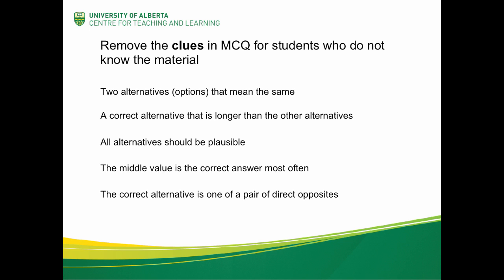And the correct alternative, students that have no idea what the answer is, they are often going to guess as a pair of direct opposites. So try to avoid sometimes making the correct alternative a pair of direct opposites. It may not be avoidable all the time, but it's just a clue to help you reduce the best guesses.